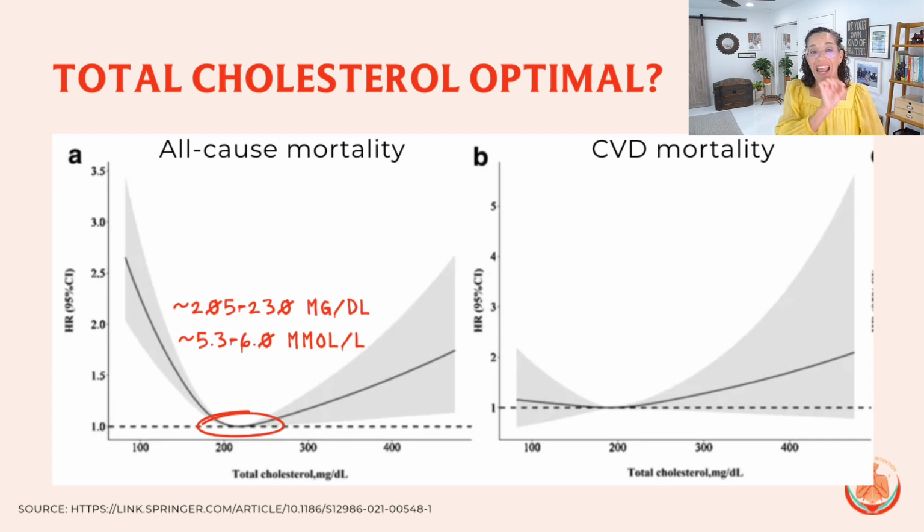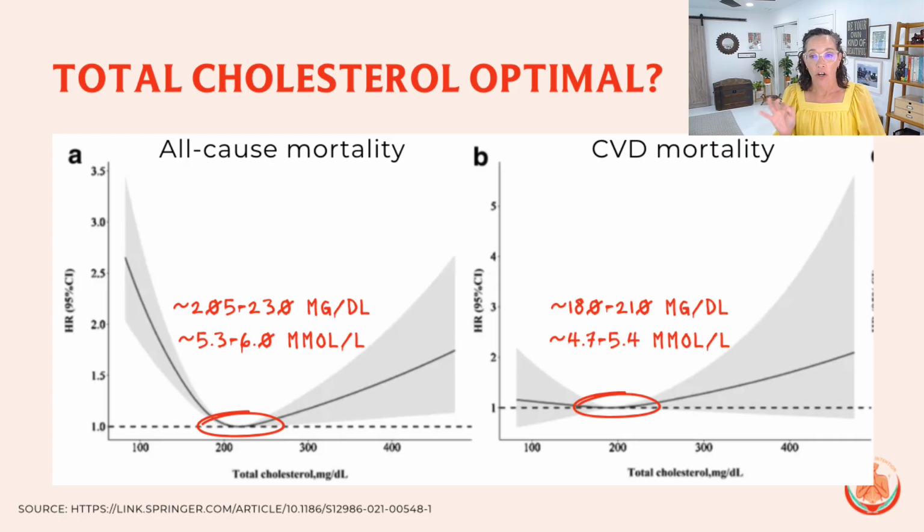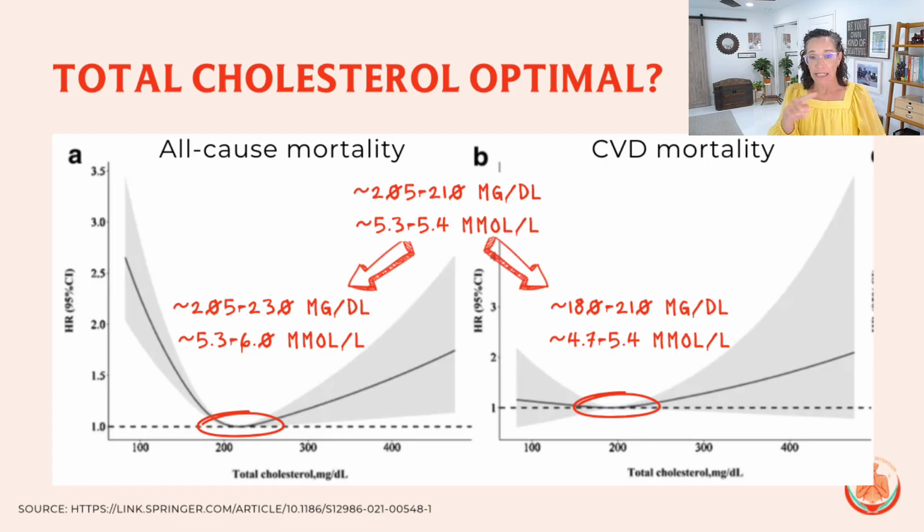Specifically, for any cause of death, that is what all-cause mortality means, that you died for absolutely any reason, your risk is lowest between approximately 205 and 230 milligrams per deciliter, which is 5.3 to 6.0 millimoles per liter. And your risk of dying due to cardiovascular disease, very specifically, is between approximately 180 to 210 milligrams per deciliter, which is 4.7 to 5.4 millimoles per liter. Now, there is a bit of overlap, as you can see, between these two, right?